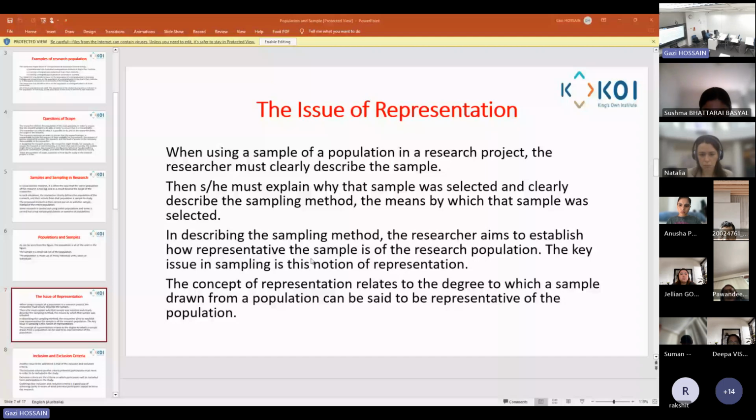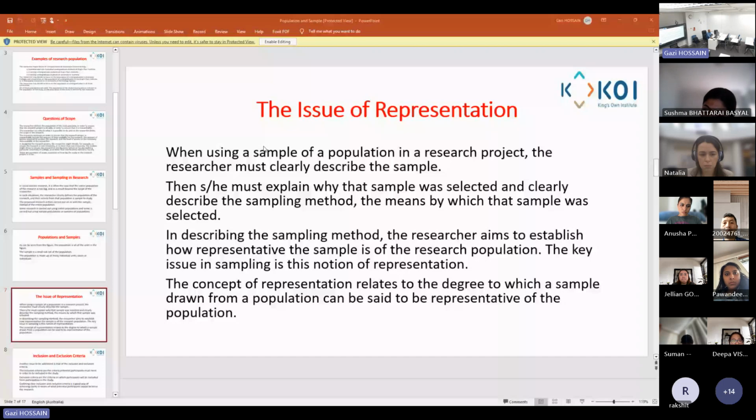Is it in the third paragraph, the short paragraph describing the sampling method? The researcher needs to establish how to present the representative. Here, the first issue can be if we do not clearly describe the sample. The researcher must clearly describe the sample.